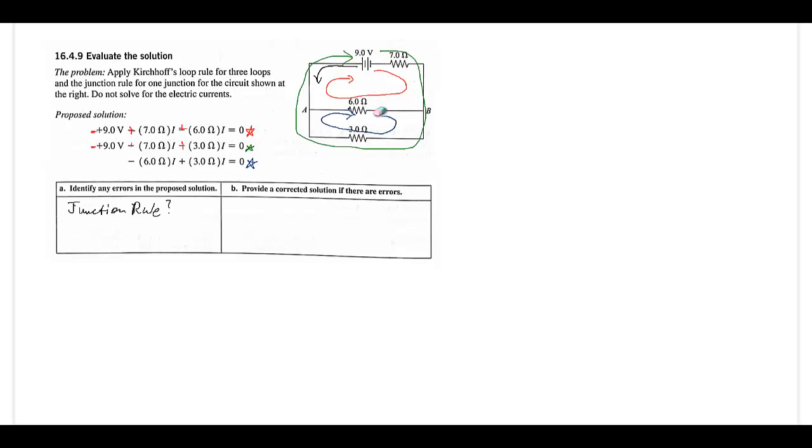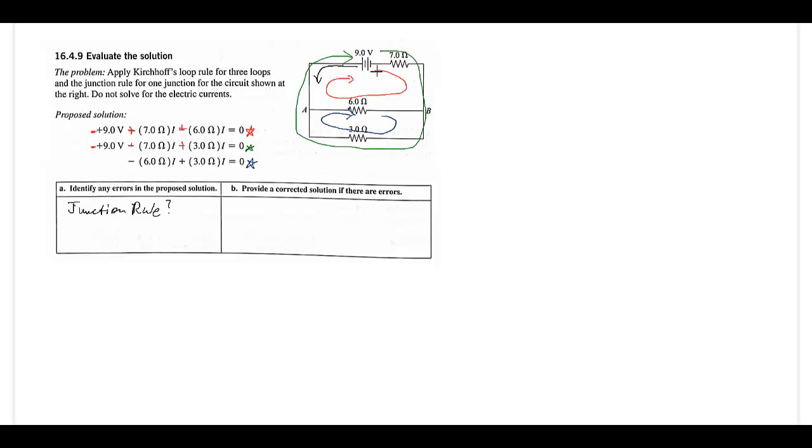All right. So these two are wrong in that the signs are wrong for the way that he went about going through the loops. Otherwise, everything is right. So this would be the corrected solution. And then again, oh, and there's a junction rule missing. Also, this person needs to have defined an I for each current here, right?